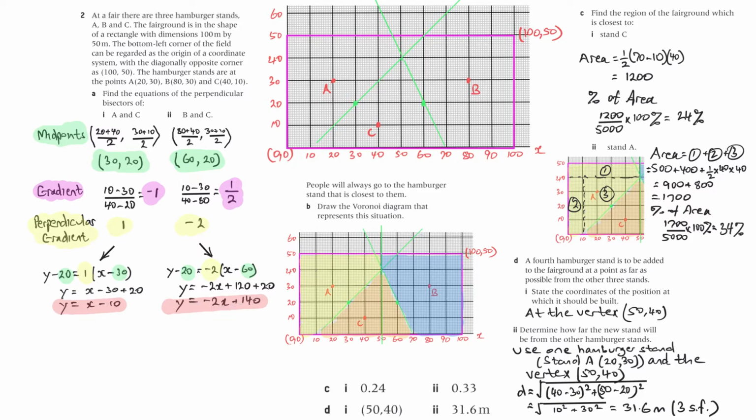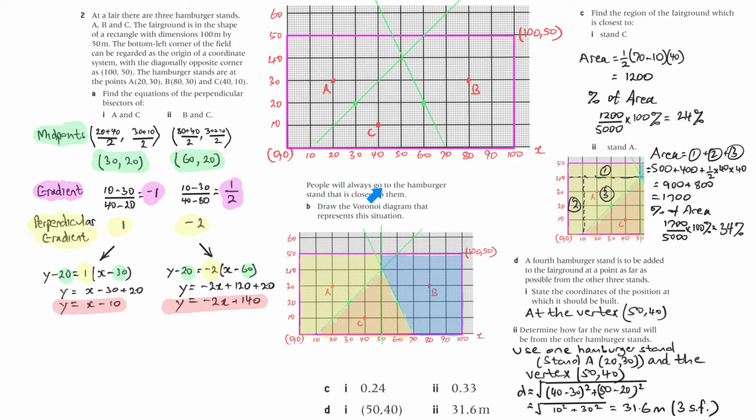Remember these equations here, this one is AC, so that's the equation of this line. We expect it to be positive slope, and it is. And this one here is BC, which we expect to be a negative slope, which it is. So they're the equations of those perpendicular bisectors.